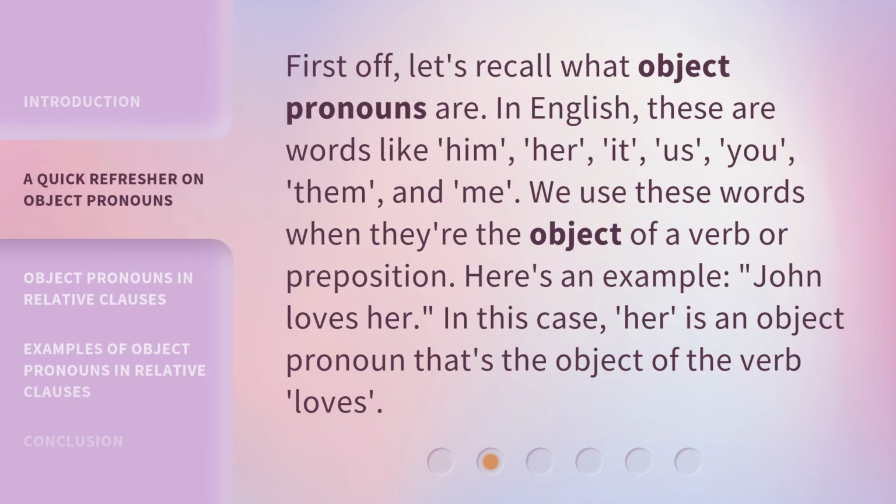First off, let's recall what object pronouns are. In English, these are words like him, her, it, us, you, them, and me. We use these words when they're the object of a verb or preposition. Here's an example. John loves her. In this case, her is an object pronoun that's the object of the verb loves.